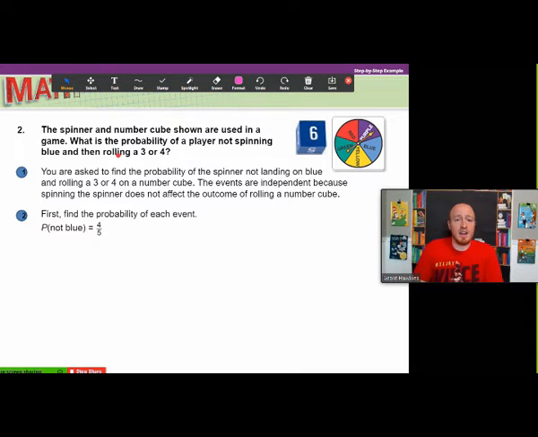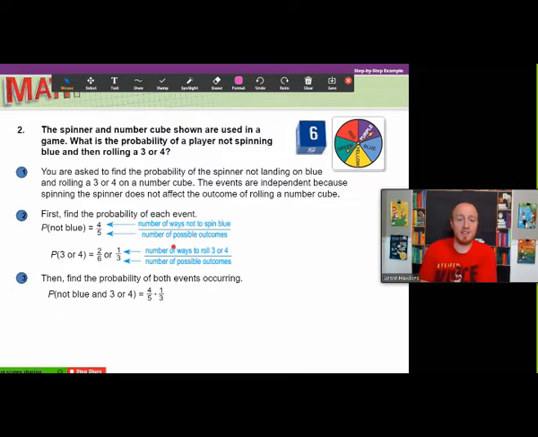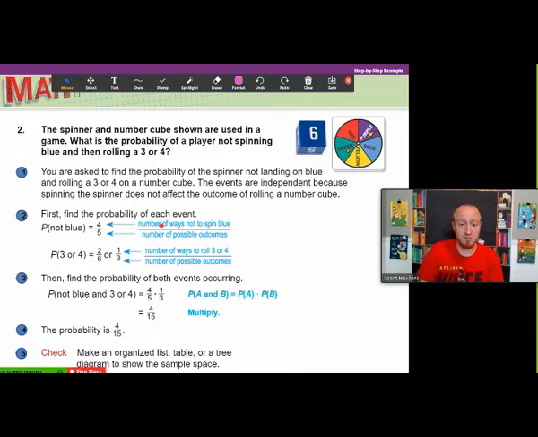And then rolling a 3 or 4. Well, how many possible outcomes are there on a die? There are 6. And how many are 3 or 4? 2, which is like 1/3. So let's multiply 4/5 times 1/3, and we get 4/15. So the probability of not getting blue and then getting a 3 or 4 is 4/15. About 30% odds. It's not horrible.